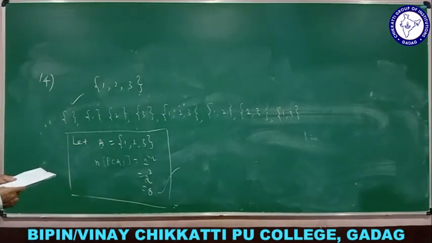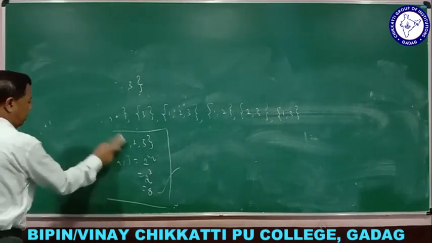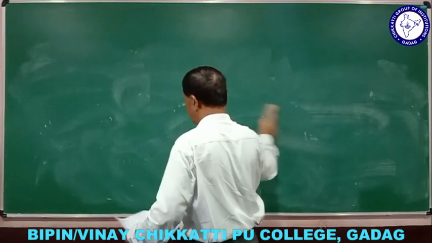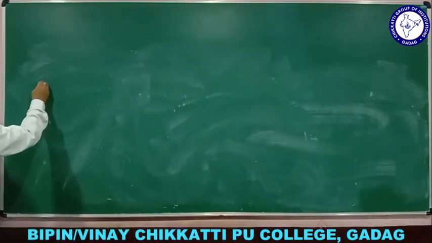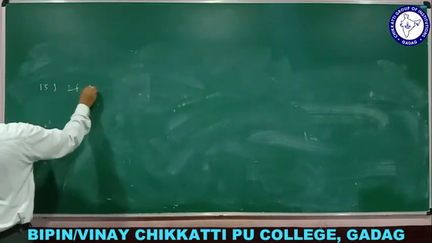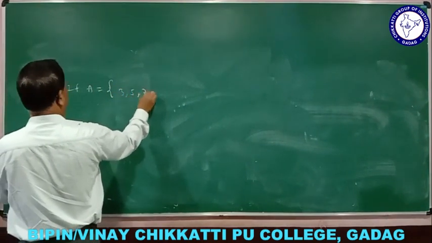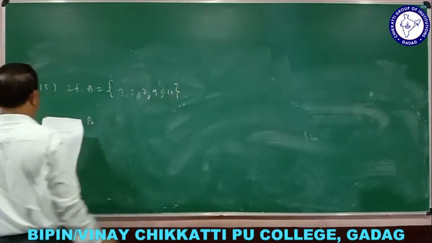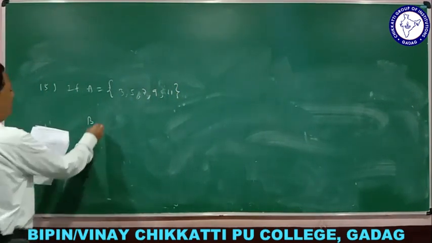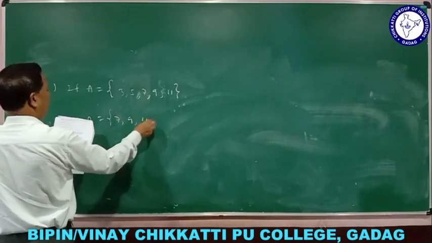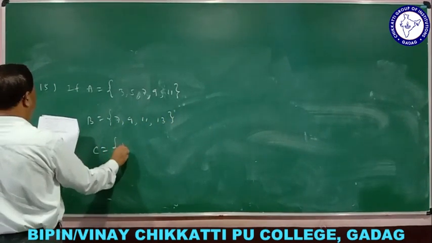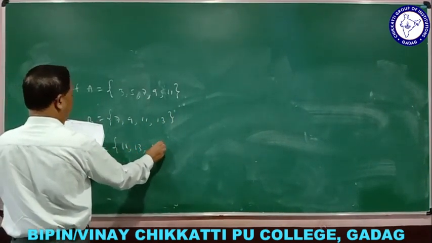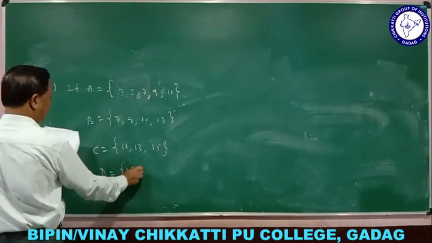So finally, the next and last problem that I discuss here, and you have to tell the answer now. Now let us see the last one, number 15, totally here today. Nearly 24-25 problems I have considered. The question: if A is equal to {3, 5, 7, 9, 11}, B is equal to {7, 9, 11, 13}, C is equal to {11, 13, 15}, and D is equal to {15, 17}.